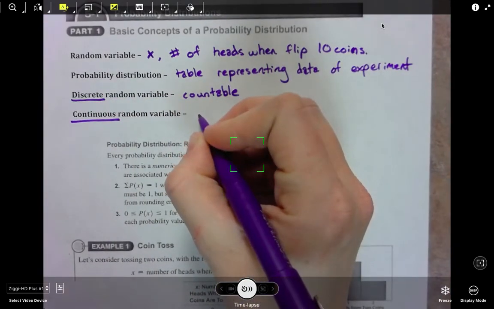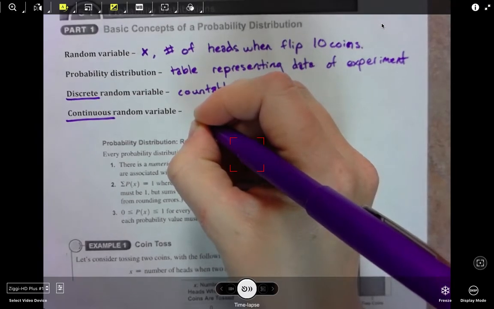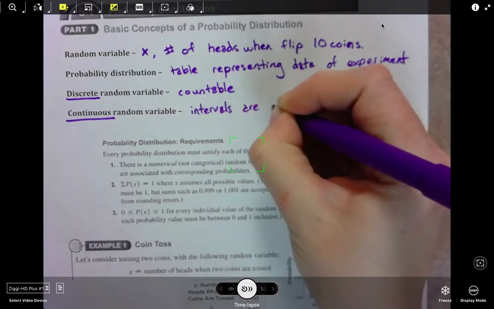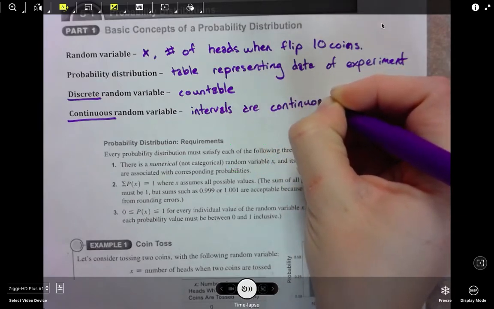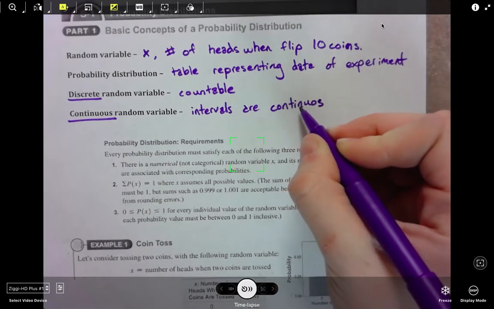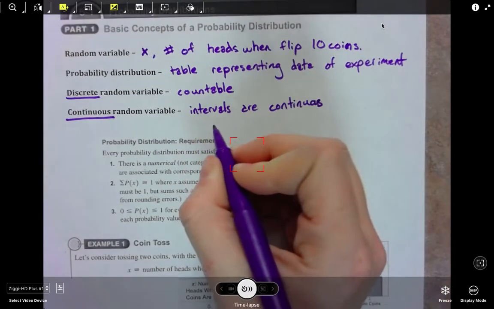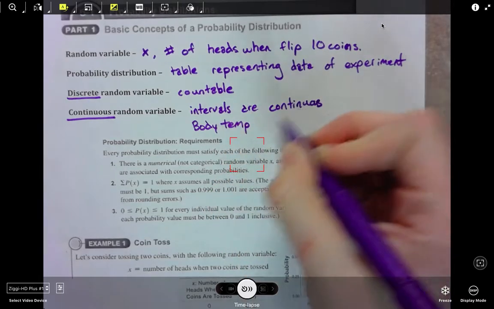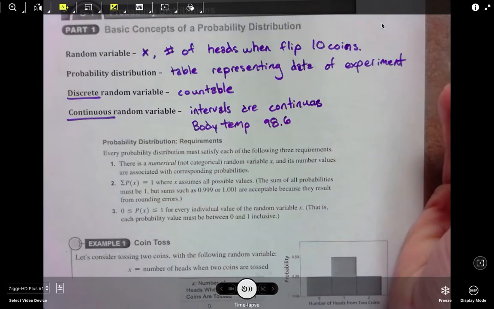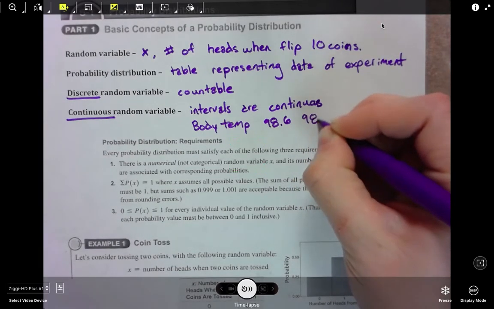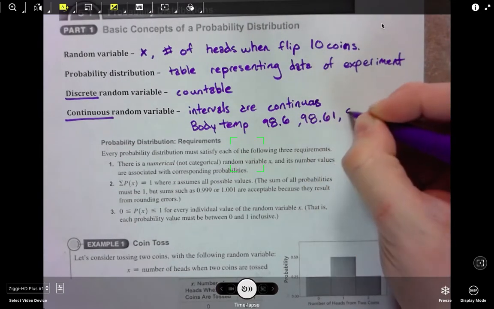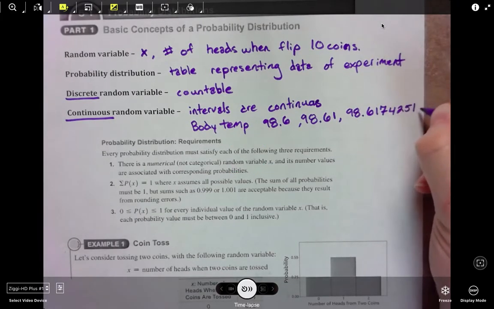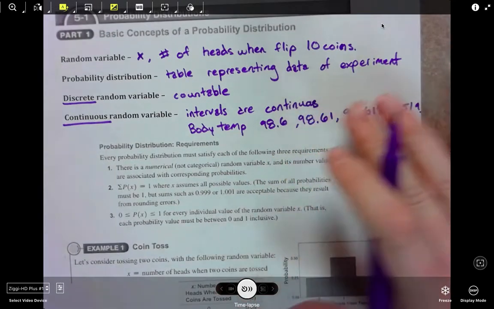Continuous means that your intervals are continuous. Continuous. So when you're talking about body temp, you could have 98.6 degrees. You could have 98.61 degrees. You could have 98.617, 42519, okay? You can have a bunch of different, those decimals continue on forever.